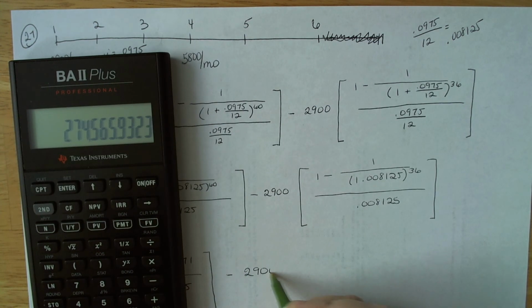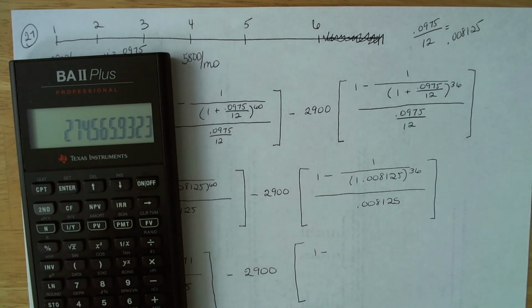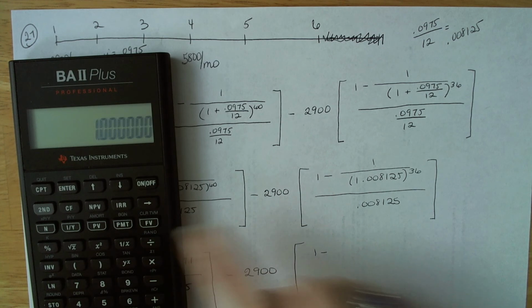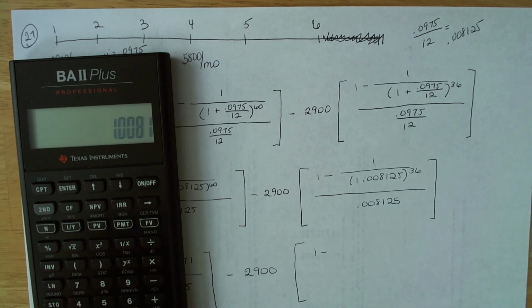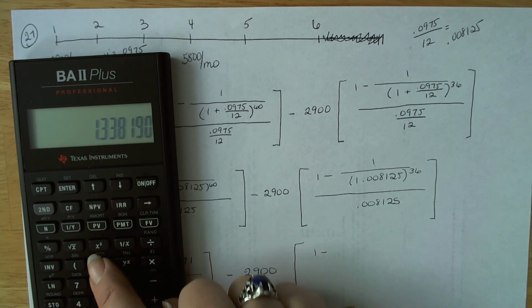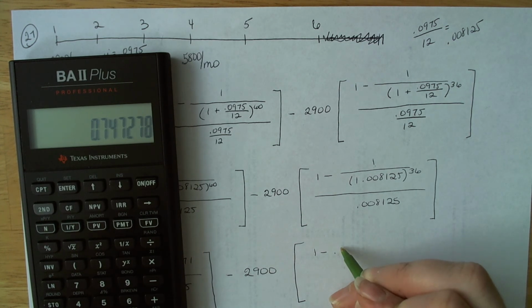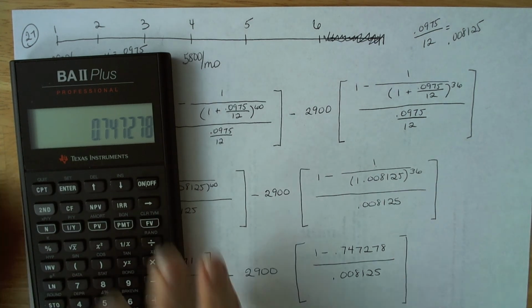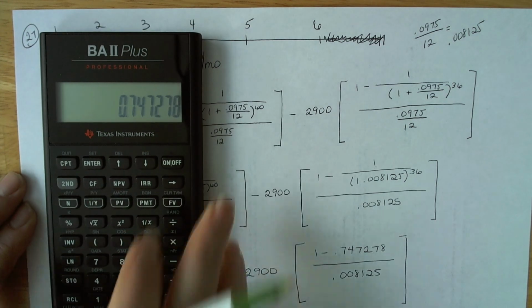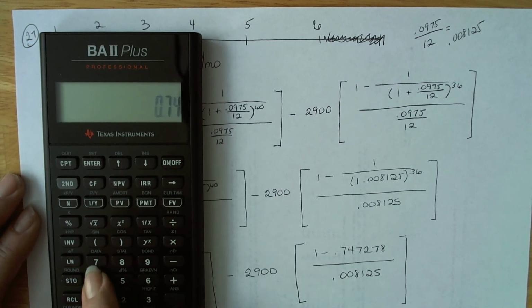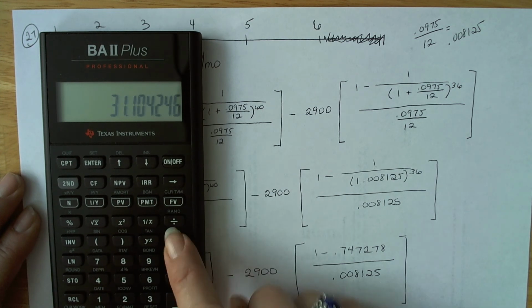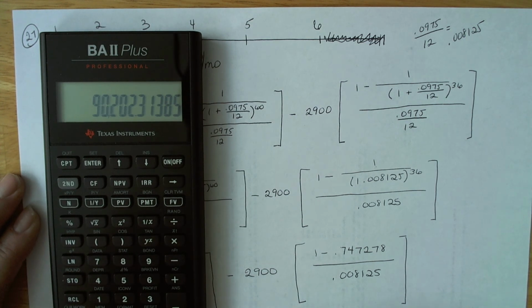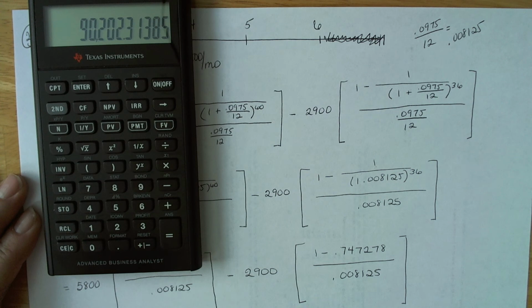So then we're going to do the same thing we did on the other side. We're going to take 1 divided by parenthesis 1.008125, y to the x, 36, y to the x, parenthesis equals 1 minus 0.747278 divided by 0.008125. And then let's work this all through: 1 minus 0.747278 divided by 0.008125 times 2,900, we get 90,202.31385.